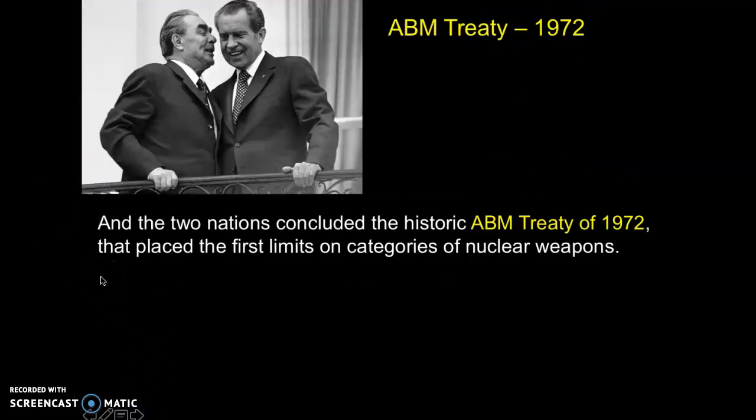I mentioned arms control being a component of this, and in 1972, Nixon and Brezhnev reached an agreement for the ABM Treaty, which was the first to place limits on particular categories of nuclear weapons. And we're going to see later on how the Reagan administration built upon this agreement and expanded it.